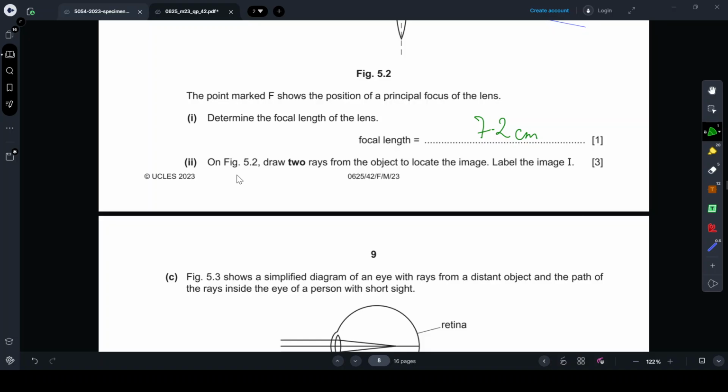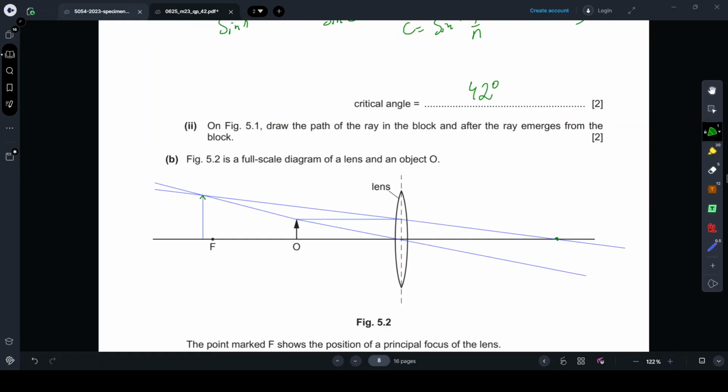Well, it is. Okay, they haven't asked for the image, right? So label it eye. So there you go. You label it eye.